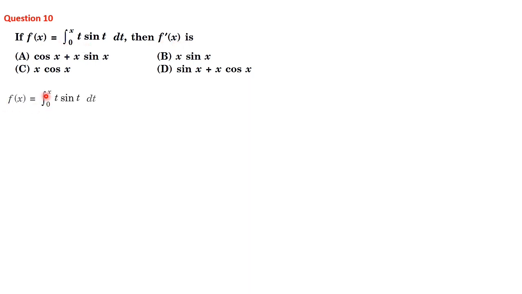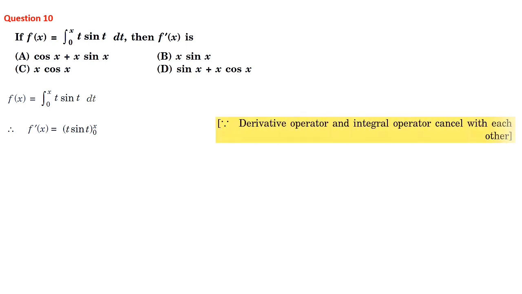So f of x is equal to the integral from 0 to x of t sin t dt. What you can do is just take the derivative. The derivative of f of x we will write as f dash x. And here the integral symbol is there; integration and differentiation are opposite to each other and cancel each other. Then we get t sin t with the limits 0 to x. The reason is that the derivative operator and the integral operator cancel with each other. Then when we substitute the limits here, for the upper limit, t is replaced with x. So x sin x minus, the lower limit is 0, so 0 into sin t is 0. That will give us x sin x. So x sin x means you can see option number B is the correct one. So B is the correct option.